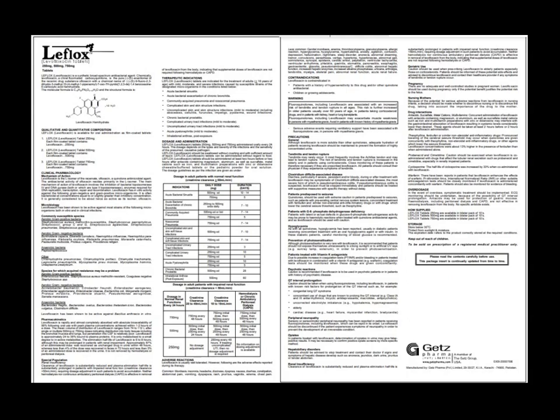Dosage in pediatric patients greater than or equal to 6 months of age. Type of infection: 1. Inhalational anthrax post-exposure. For pediatric patients greater than 50 kg, the dose is 500 mg every 24 hours for 60 days. For pediatric patients less than 50 kg and greater than or equal to 6 months of age, the dose is 8 mg per kilogram every 24 hours for 60 days.